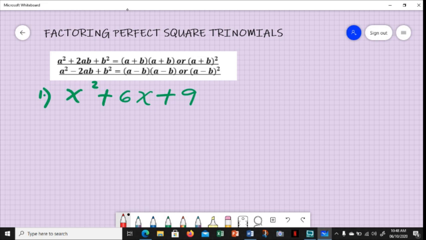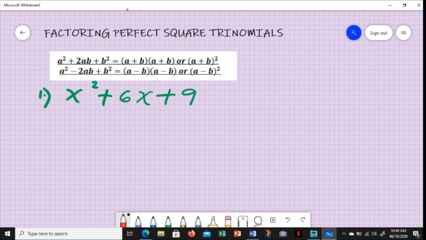The other one, a square minus 2ab plus b square equals quantity a minus b times quantity a minus b, or it can be written as quantity a minus b square. So how do we know if the given is a perfect square trinomial? Let's say, for example, number 1, we have x squared plus 6x plus 9.